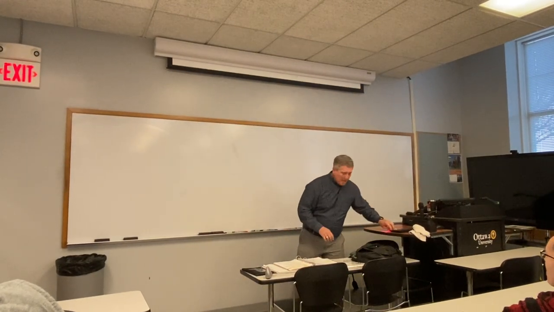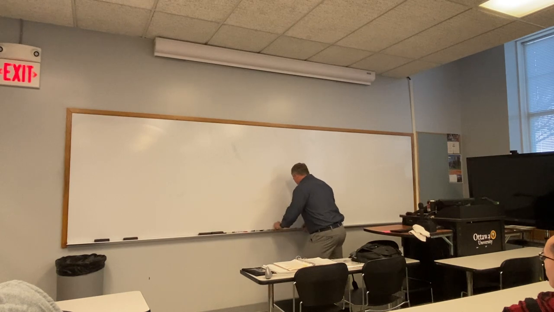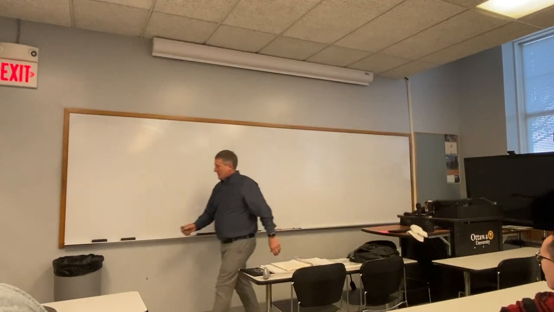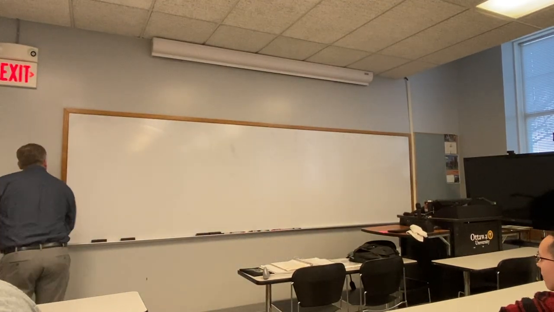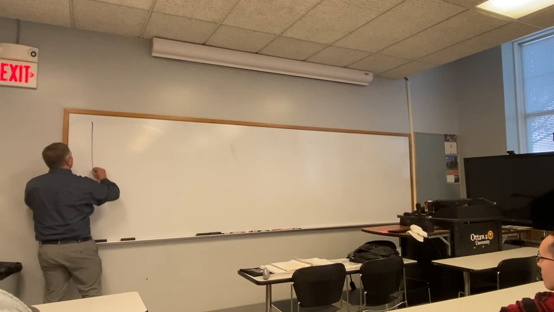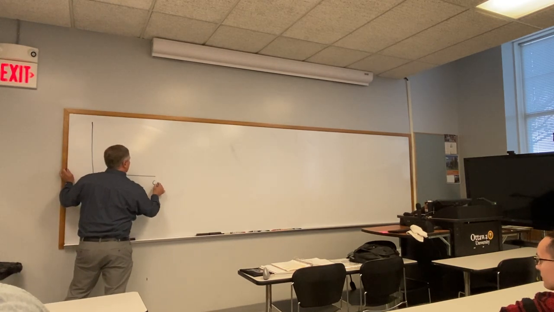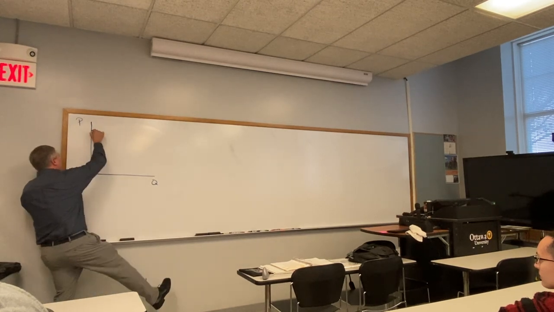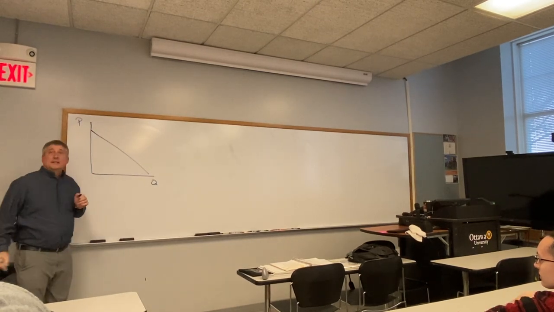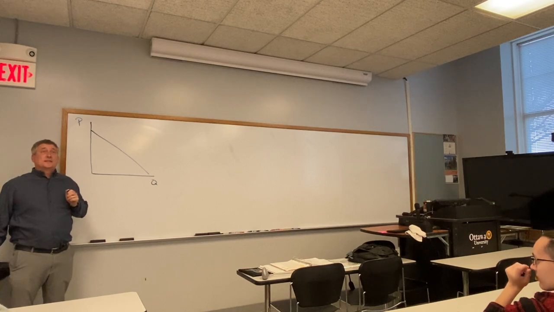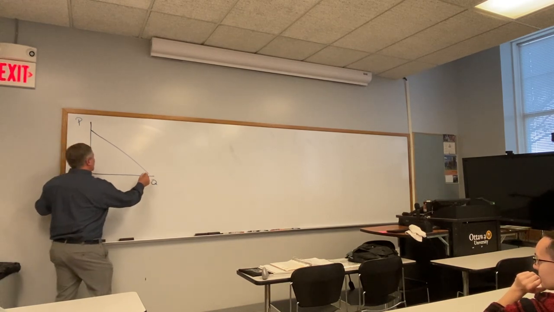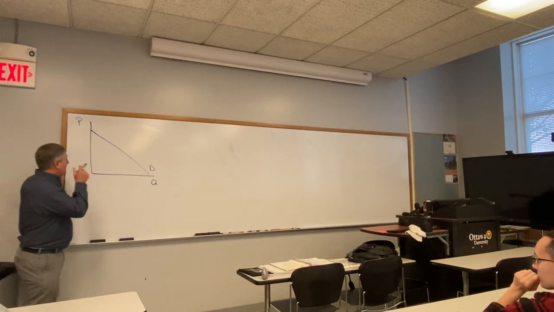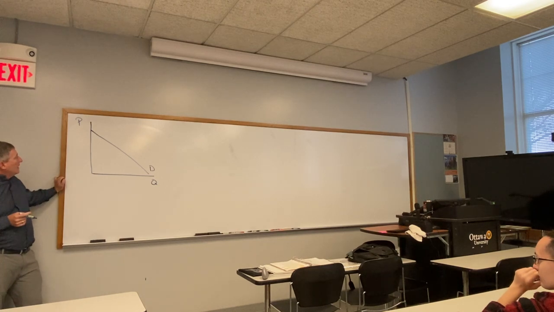So, last few things to wrap up here. The demand curve is downward sloping because of what law? Why does it look like that? Law of demand. All right, so we got the law of demand, increased price, decreased quantity.